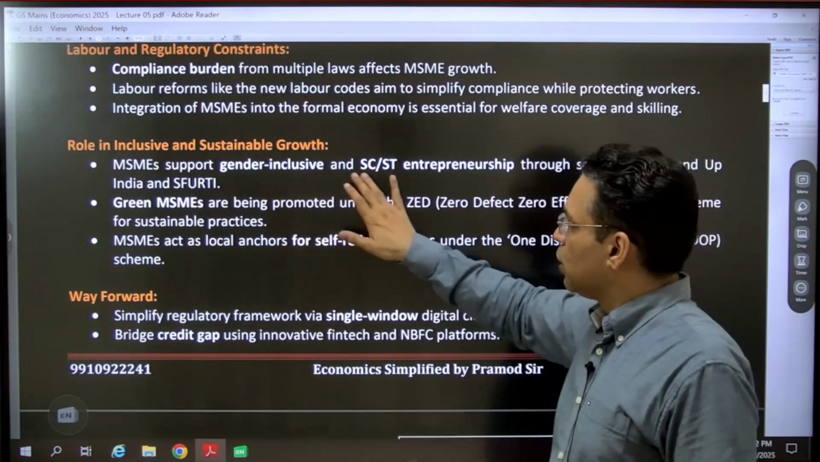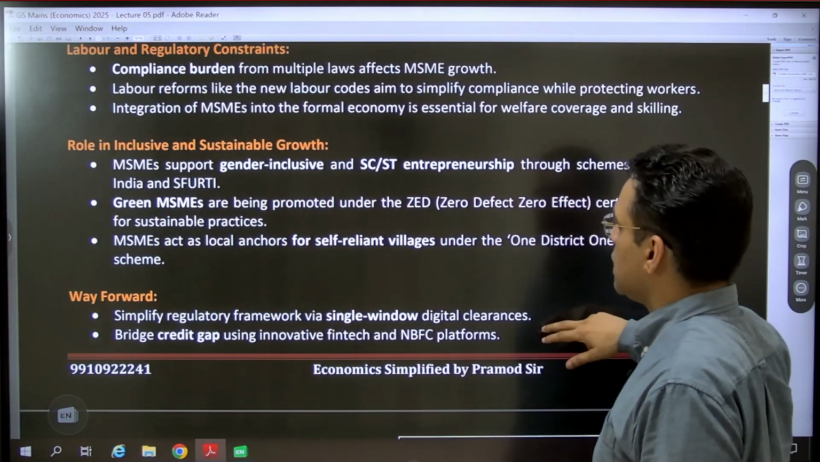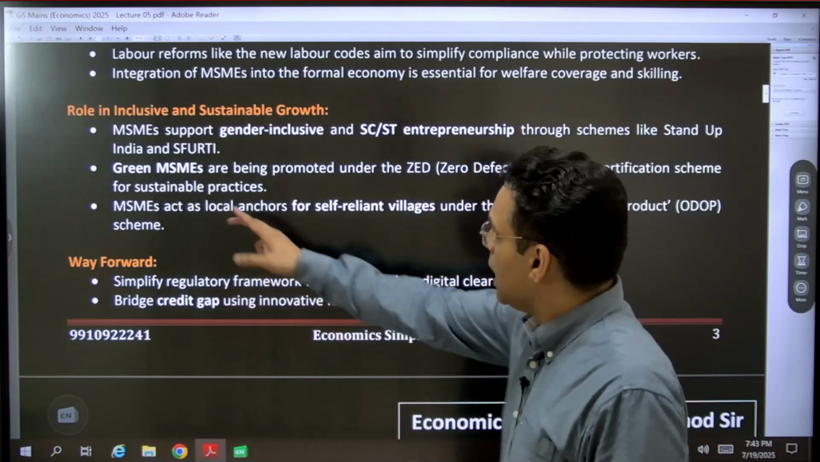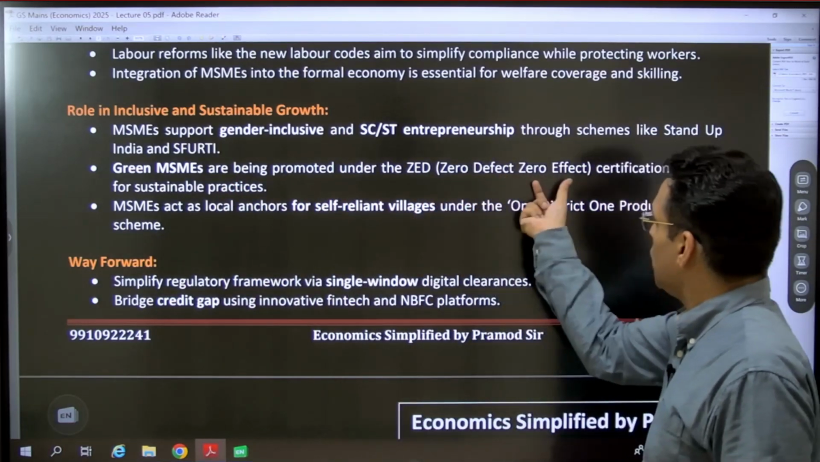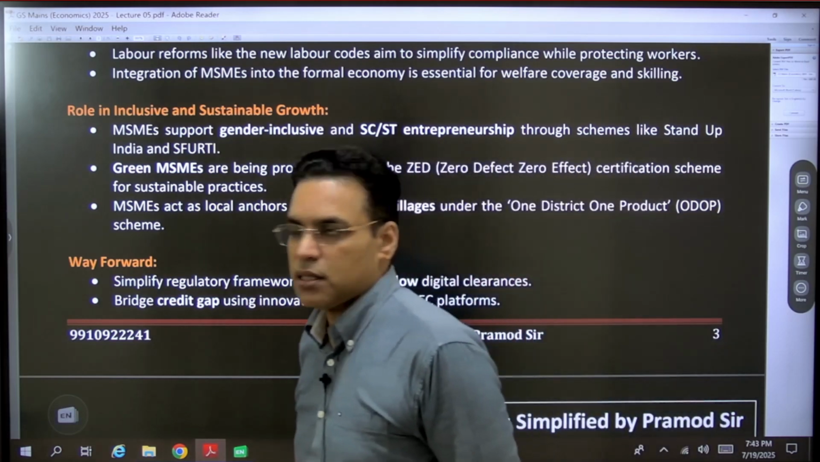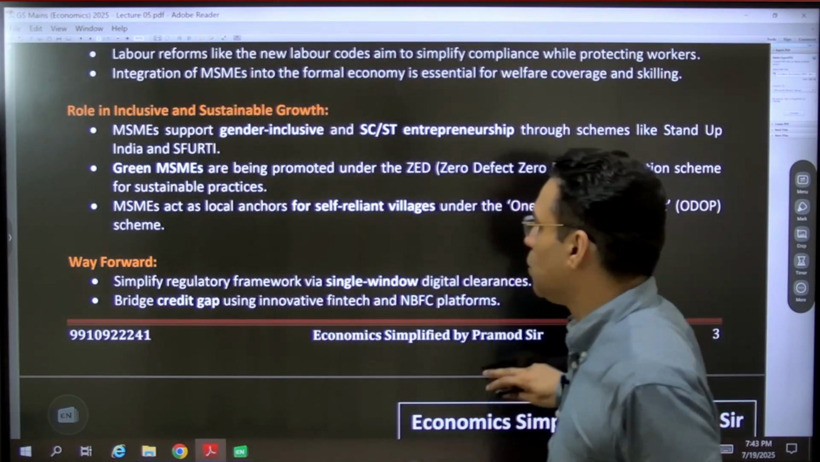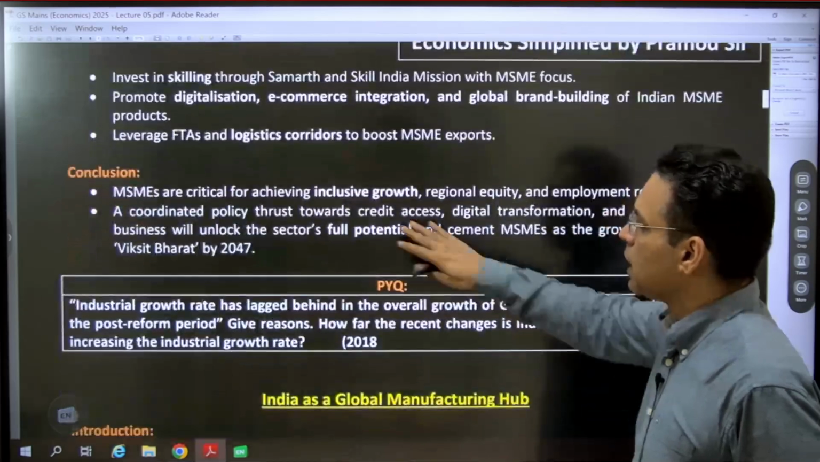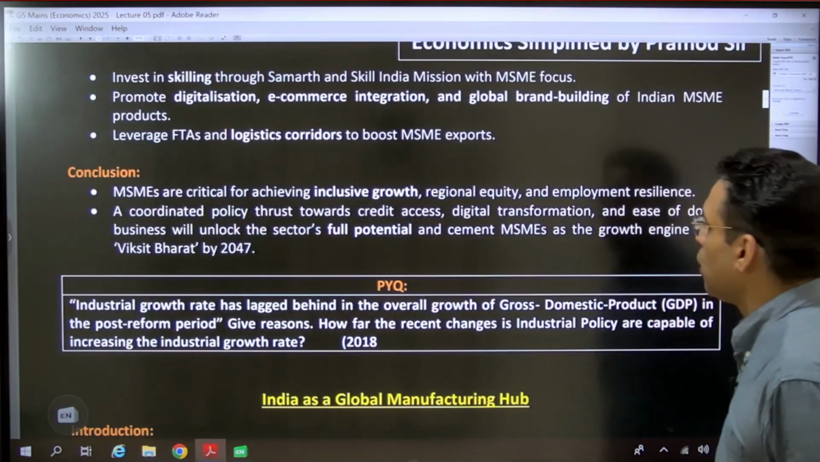MSME support gender inclusive and SC/ST entrepreneurship through schemes like Stand Up and SFURTI. Now remember this scheme. Then green MSMEs are being promoted under the Zero Defect Zero Effect certification scheme for sustainable practices. तो ये सब words हमको use करने होंगे and this will make a huge understanding and difference. MSMEs are critical for achieving inclusive growth, regional equity and employment resilience.